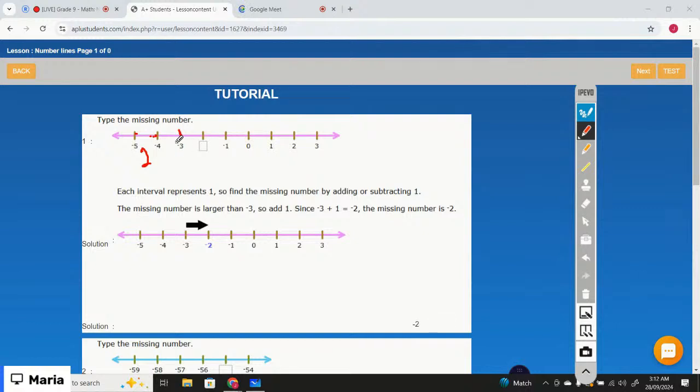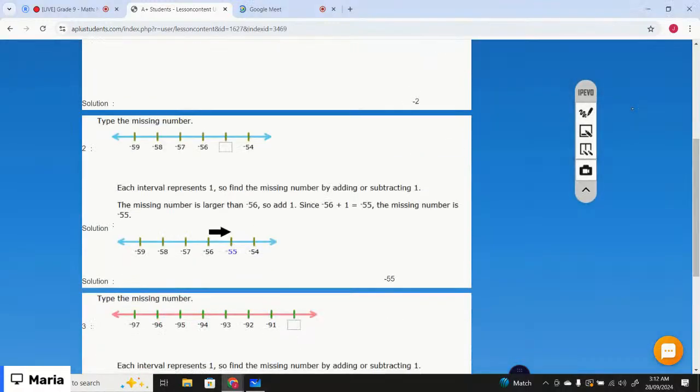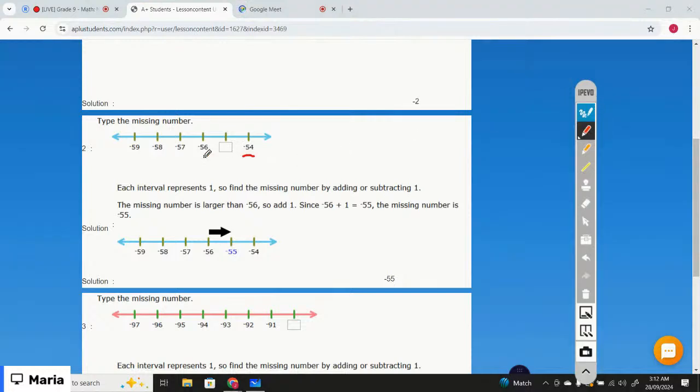So here you have 1 and negative 3. So the missing value is negative 2. Got it? Negative 2 it is. Okay, type the missing number: negative 59, negative 58, negative 57, negative 56 and negative 54. So which number is missing? The missing number is between 54 and 56, right? That means the missing number is 55.